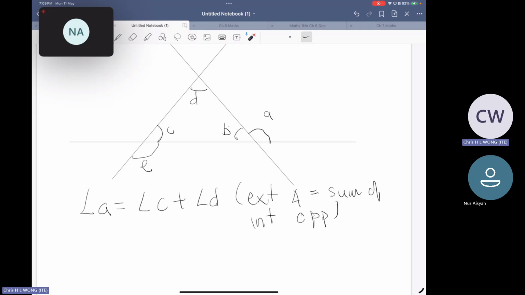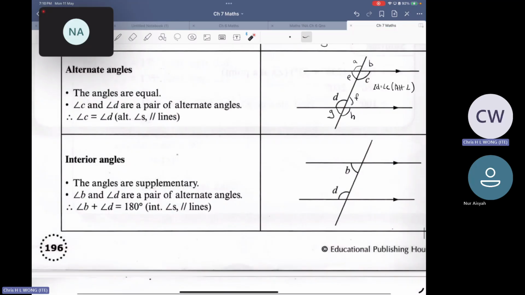Yeah. So this one, just in case you might need to use, exterior angle is equal to the sum of the interior, sum of these two. This is the interior, sum of the interior opposite, these two. Interior opposite. Sum of the interior opposite. Okay. So back to this again.